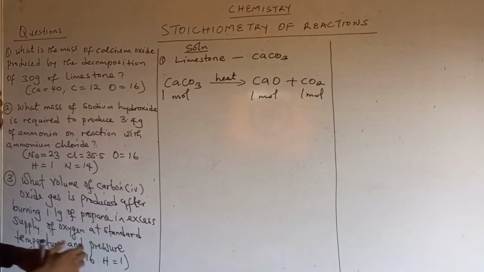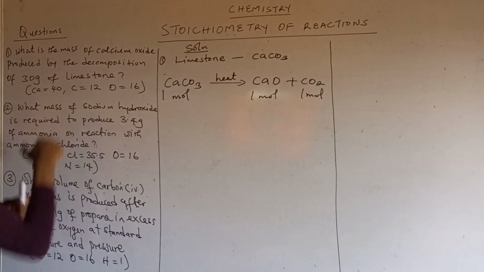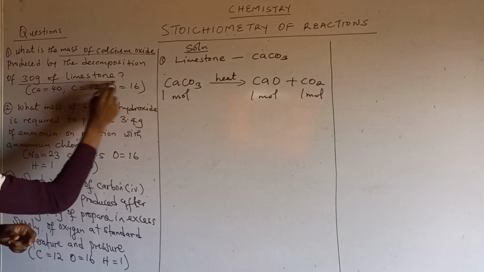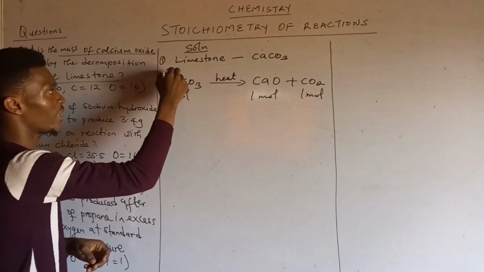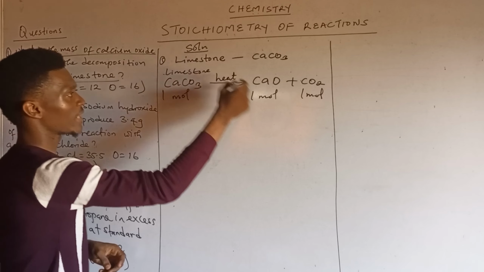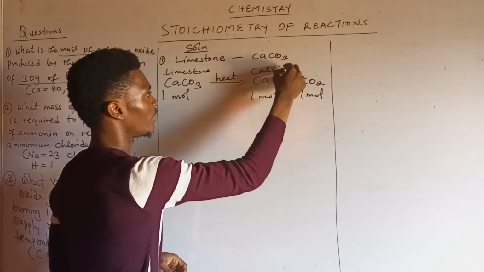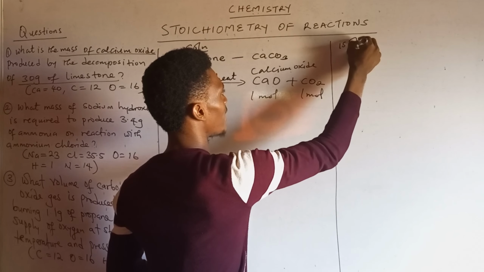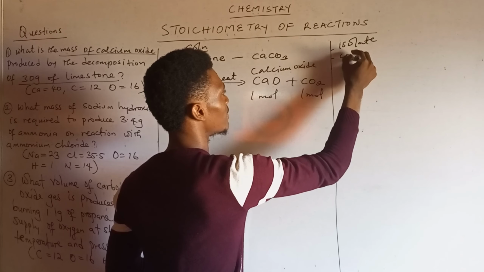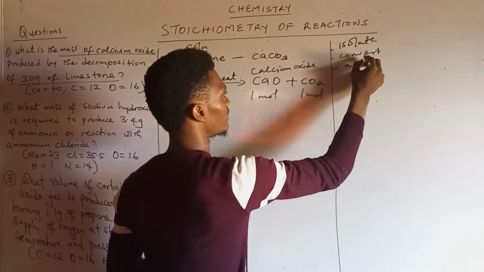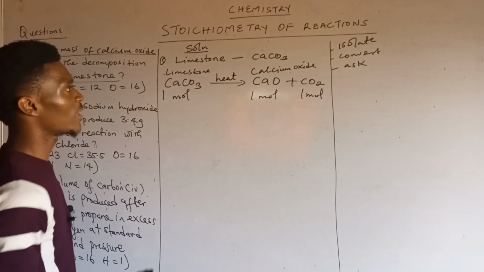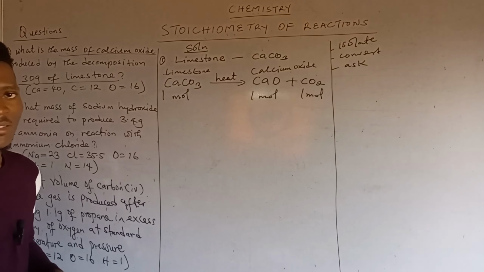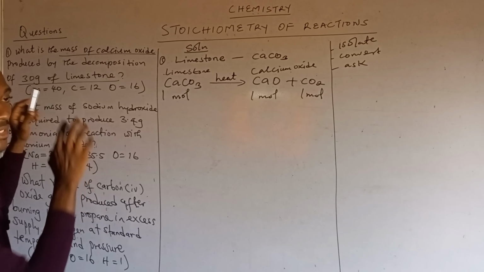Then next, we are told: what is the mass of calcium oxide produced by the decomposition of 30 grams of limestone? We are aware that this is our limestone and this is our calcium oxide. So following my basic principle: isolate, convert, and ask. Let's go. For the isolate step, it means that we have to isolate the relevant components in this reaction. Of course, how do we get the relevant components? It is what is stated in the question.